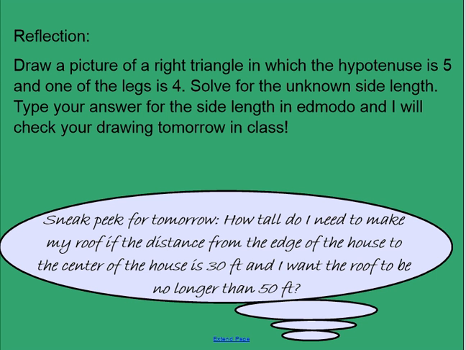All right, what I want you to do now is try this reflection. Draw a picture of a right triangle in which the hypotenuse is 5 and one of the legs is 4. Solve for the unknown side length. I want you to type your answer for the side length into Edmodo, and I will check your drawing tomorrow in class.